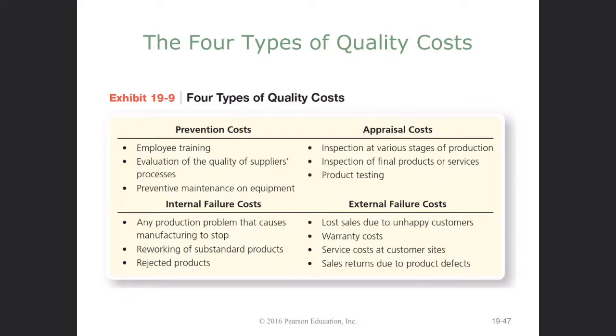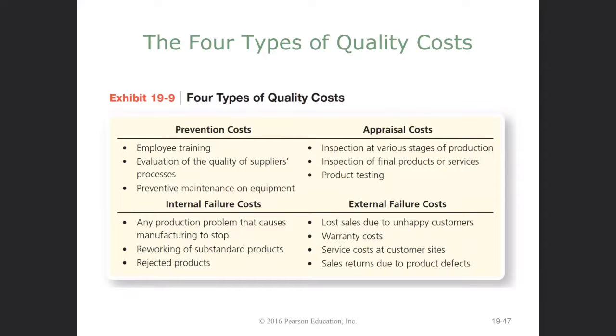Internal failure costs are any production problem that causes manufacturing to stop. So anything that halts manufacturing is an internal failure cost. Then there's reworking substandard products. So you've got some that weren't up to par, and you're going to go back and try to fix them or tweak them to get them to work properly. And then you also have your rejected products, which are just rejected. That didn't work. We're moving on. Drop it in that pile over there to get rid of.